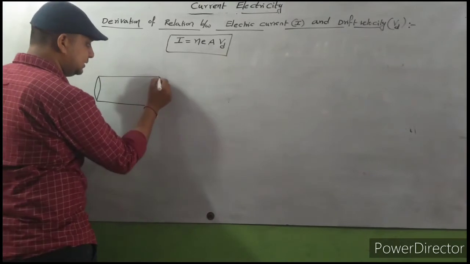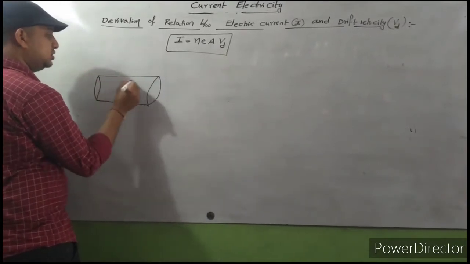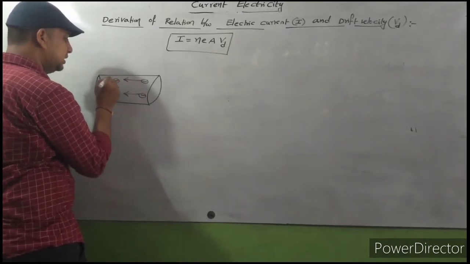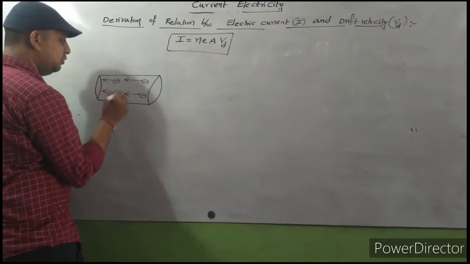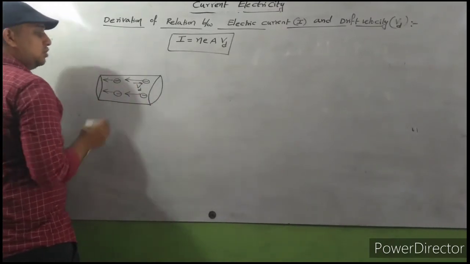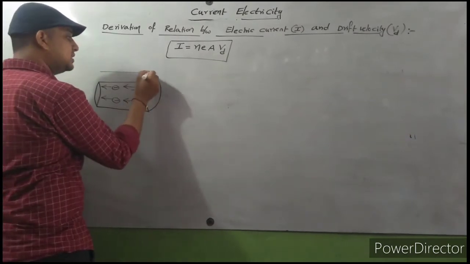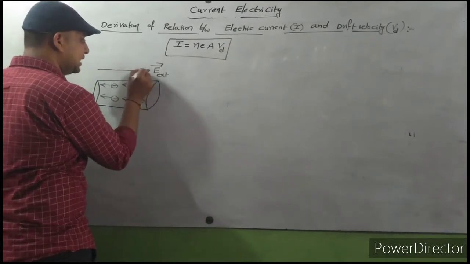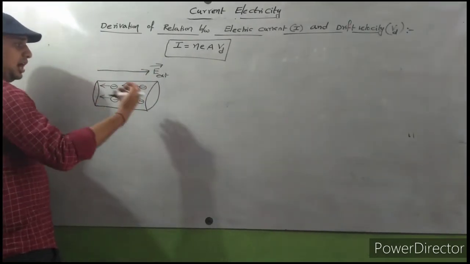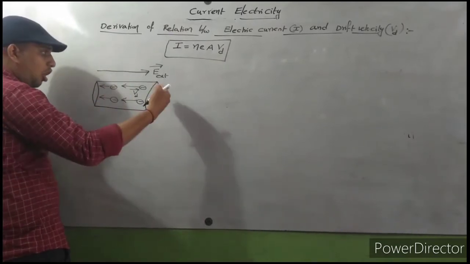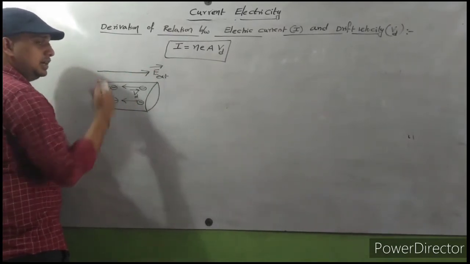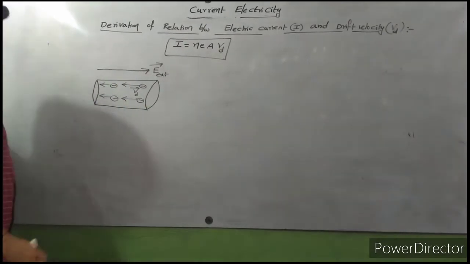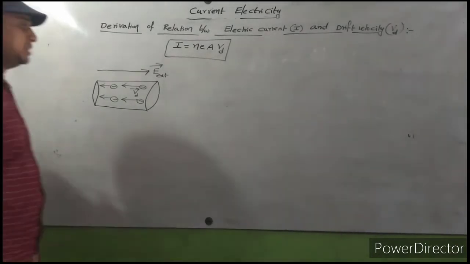let us consider a conductor. This conductor contains charge carriers. These are moving with some velocity. So when it attains velocity, if an external electric field is applied in this direction, then the charge carriers inside the conductor move opposite to the direction of electric field. You know already, drift velocity direction is always opposite to the direction of electric field.